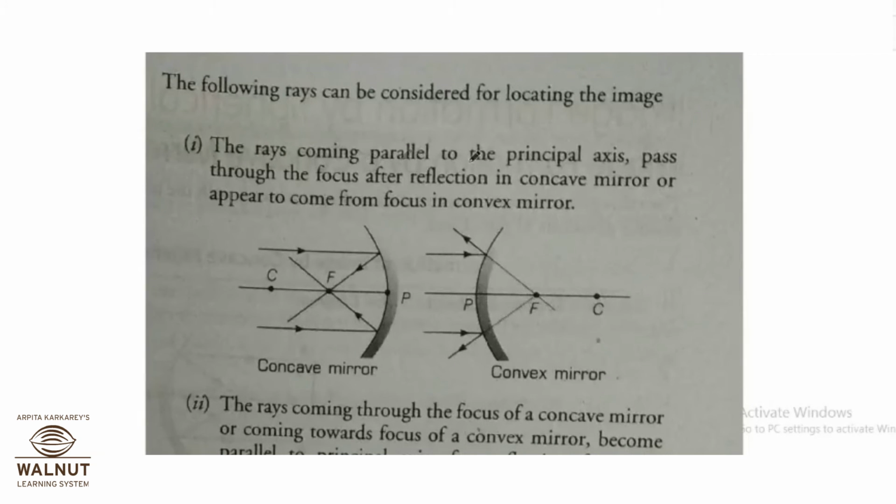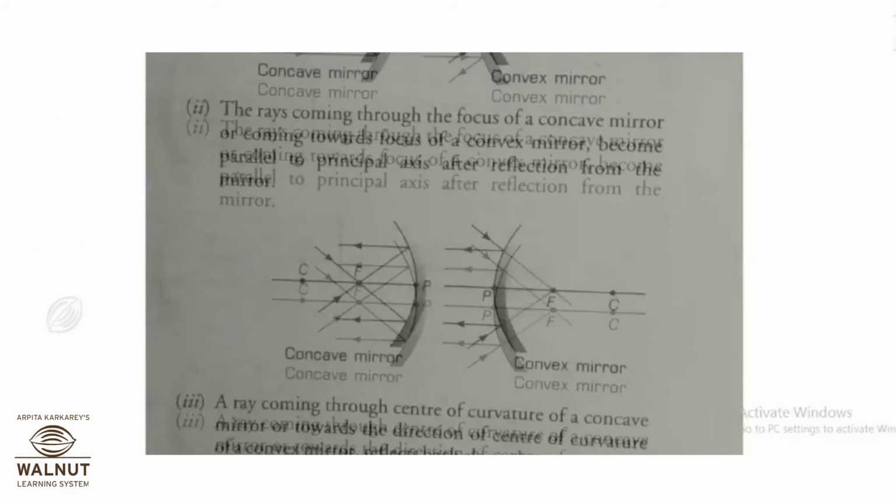The ray coming parallel to the principal axis passes through the focus after reflection in a concave mirror, or appears to come from the focus in a convex mirror. So as you can see, if the rays are going parallel, they appear to come from the focus in a convex mirror. The same thing happens in the concave mirror, so it passes through the focus after reflection. This point is different, other points are similar.